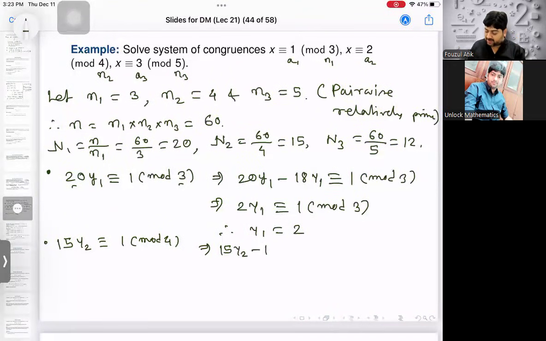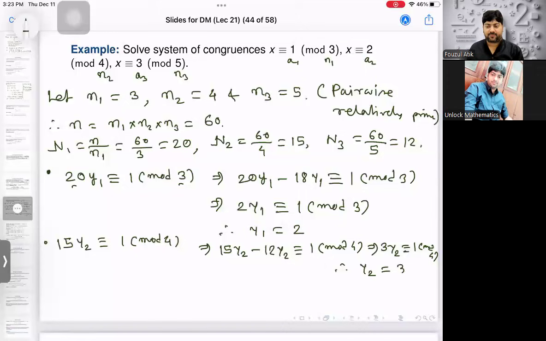So what I'll do, I'll subtract 12 by 2 because it is divisible by 4. So this is congruent to 1 modulo 4. And from there I can get 3y2 is congruent to 1 modulo 4, right? But 3y2, what is the value of y2? So y2 equal to 1, no, 2, no, 3. 3 is 9 minus 1, so it is satisfying. So y2 equal to 3 is a solution, right? This way I can easily find the inverses.